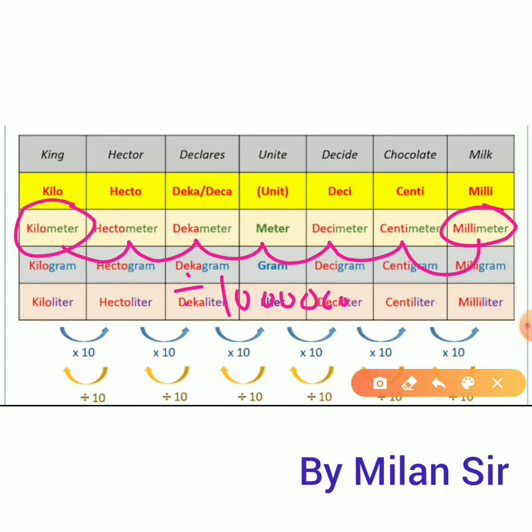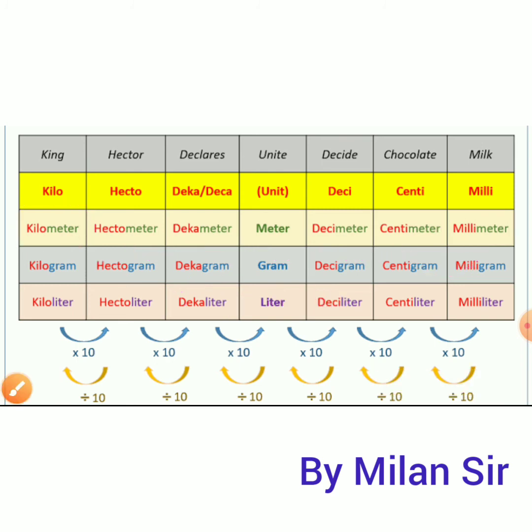That means 10 lakhs. We need to divide it by 10 lakh. In this way we can convert our units. If we are going from left hand side to right hand side, we multiply by 10. But if we are going from right hand side to left hand side, we use the division process.